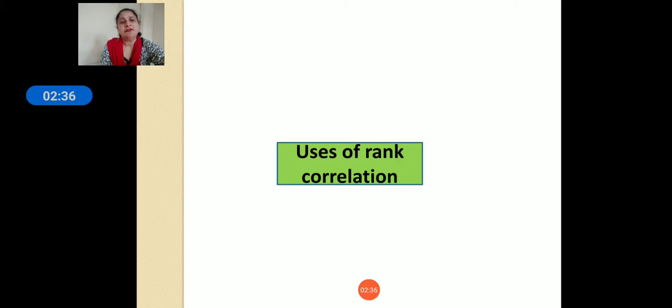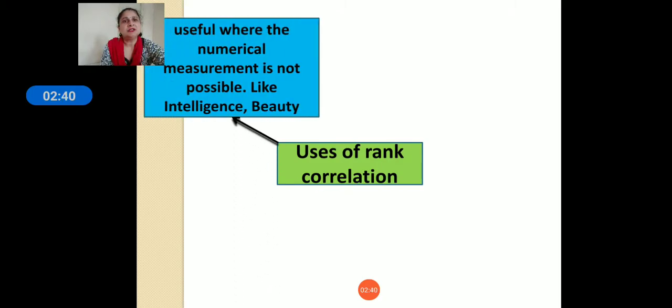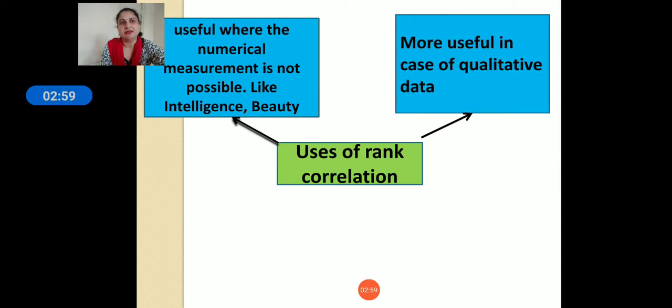Now, uses of rank correlation. When can we use this one? First, it is useful when numerical measurement of data is not possible, like intelligence, beauty, honesty, bravery. All these are characteristics and these cannot be measured in numbers. So what we do, we assign them ranks by using the rank correlation method. Again, these are qualities, so rank correlation is more useful in case of qualitative data.